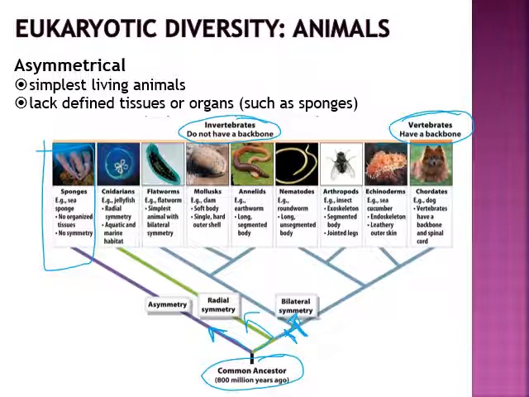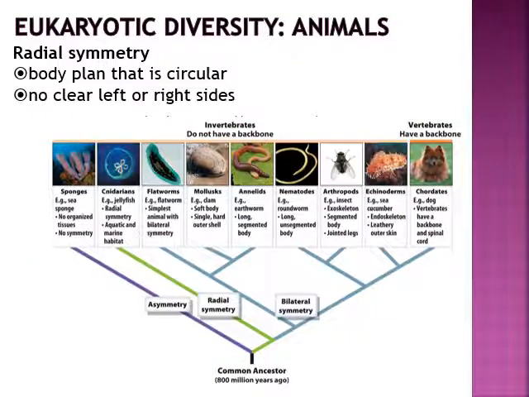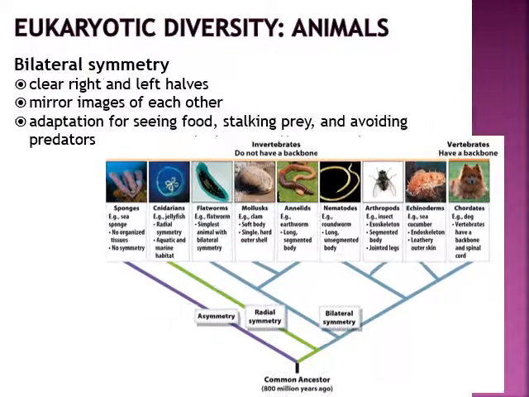And then we'll get into vertebrates, which are chordates, which essentially means that they have a backbone and a spinal cord. So chordates refers more to the spinal cord. Okay. So again, radial symmetry is a body plan that's circular, no clear left or right. And then bilateral symmetry, we've got mirror images of each other. So they're better adapted for seeking food, stalking prey, and avoiding predators. Most of the animals that you probably think of today are under bilateral symmetry and are more recently evolved.